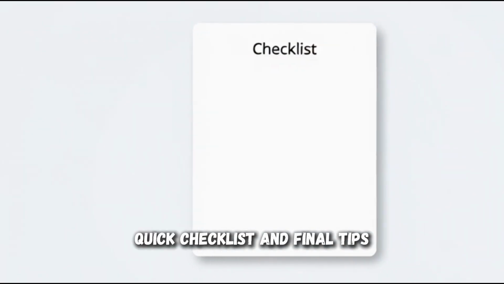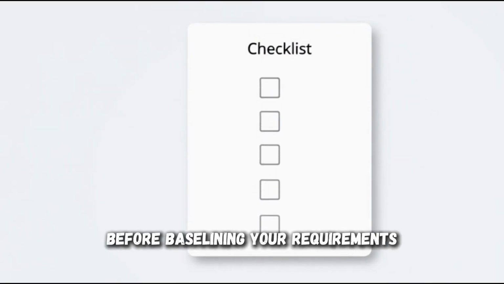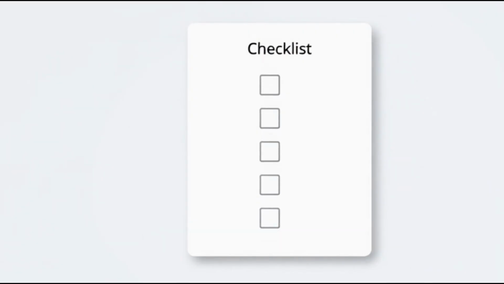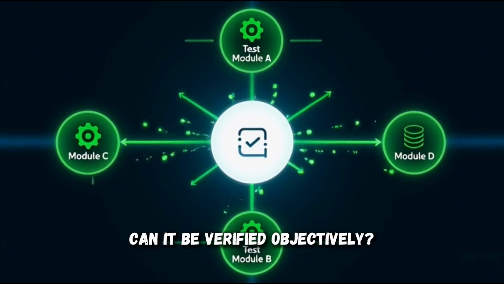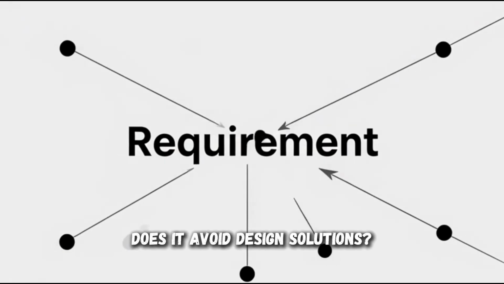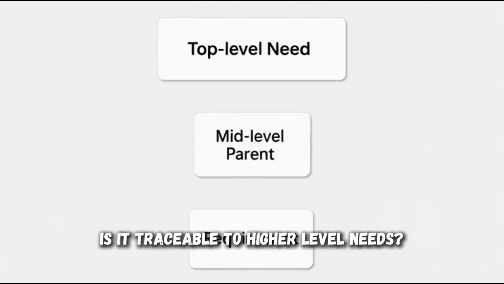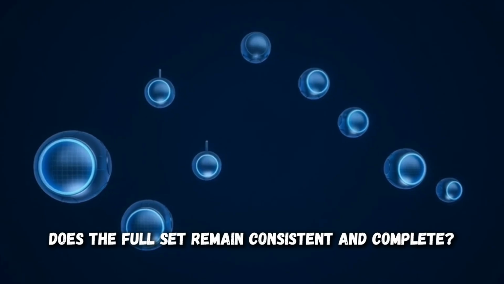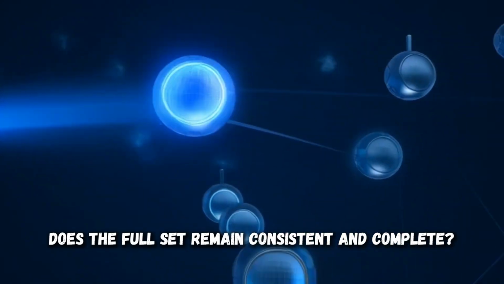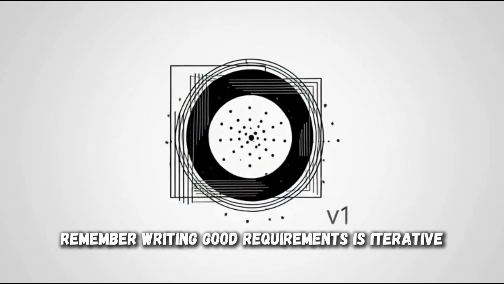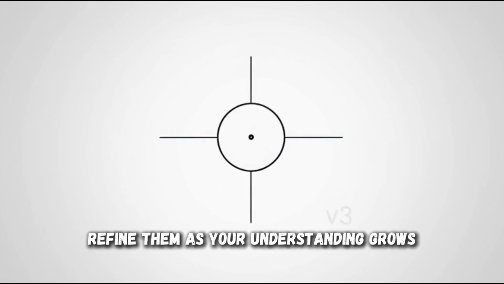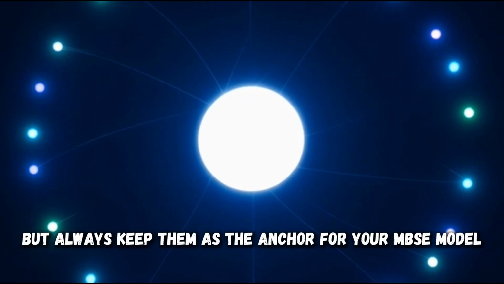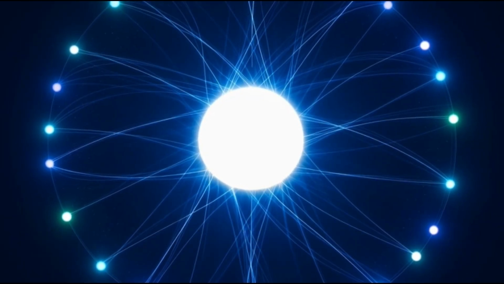Quick checklist and final tips. Before baselining your requirements, run through this checklist. Is it unambiguous and singular? Can it be verified objectively? Does it avoid design solutions? Is it traceable to higher-level needs? Does the full set remain consistent and complete? Remember, writing good requirements is iterative. Refine them as your understanding grows, but always keep them as the anchor for your MBSE model.